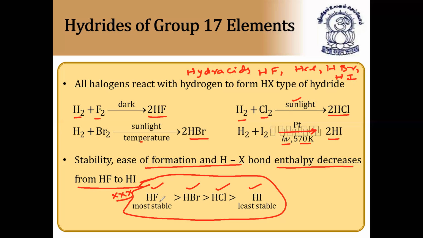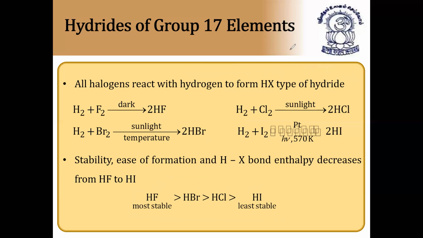This type of order is important from the examination point of view. For entrance exams, they'll ask this type of order only. They'll ask about the HX bond enthalpy decreasing from HF to HI. So which forms the hydrides, hydra acids, easily: first fluorine, next chlorine, next bromine, next iodine.